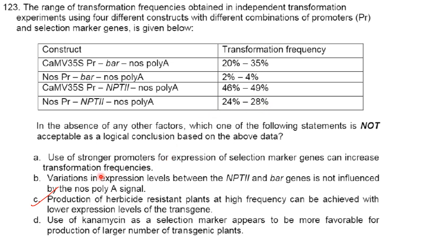Then variation in expression levels between NPT2 and BAR gene is not influenced by the NOS poly A signal. Yes, of course, it is not influenced by the NOS poly A signal. In all 4 cases, the NOS poly A signal is there. It is not influenced. Production of herbicide-resistant plants at high frequency can be achieved with lower expression levels of the transgene. That is the answer.